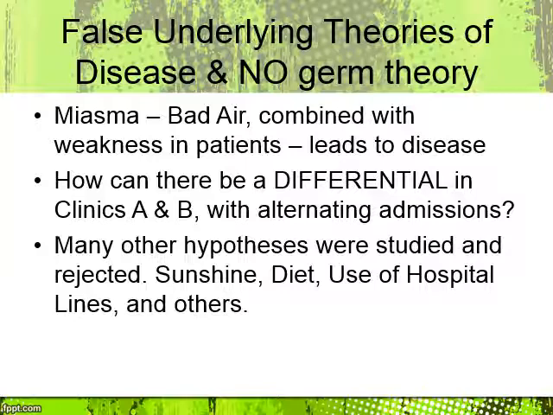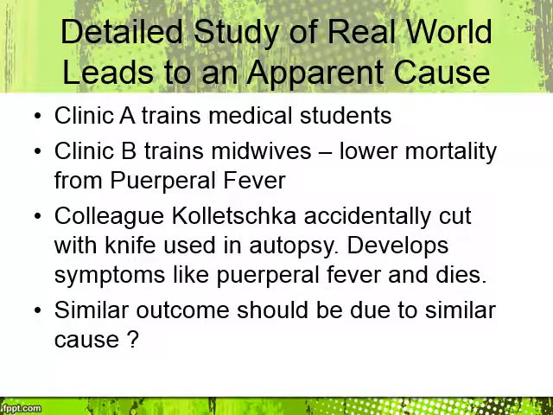Many other hypotheses regarding the possible differences, like one of the clinics was on the sunny side and the other was not. So maybe it's the sunshine that causes it. And that was also tested and rejected. Maybe it was diet, maybe it was some other factors having to do with hospital bed sheets. Many possible causes were examined and rejected as being explanations for the differential between the two clinics. So to find out the cause, we need to study the real world. We need to think about the possibilities.